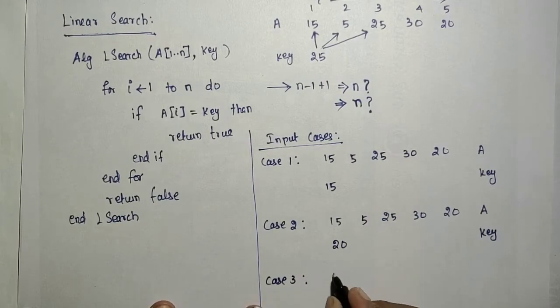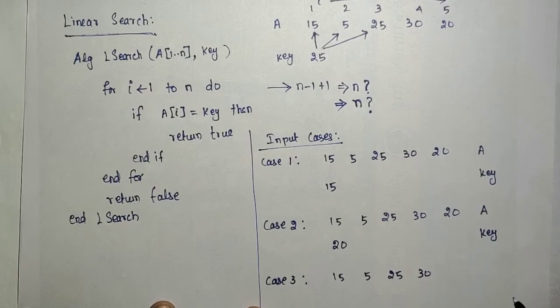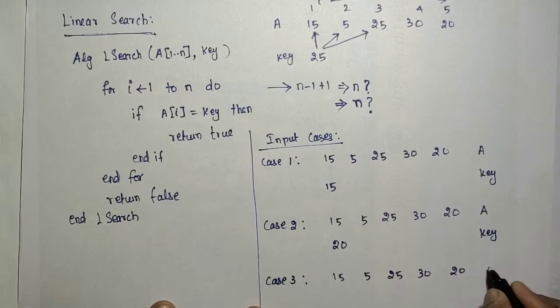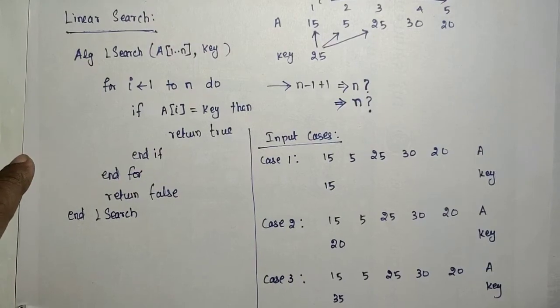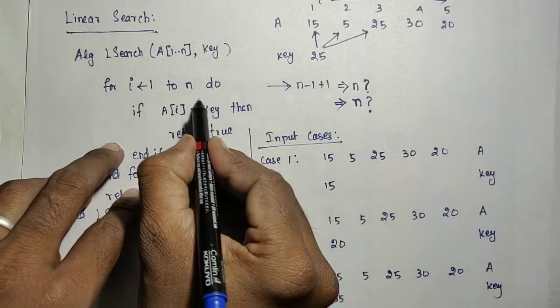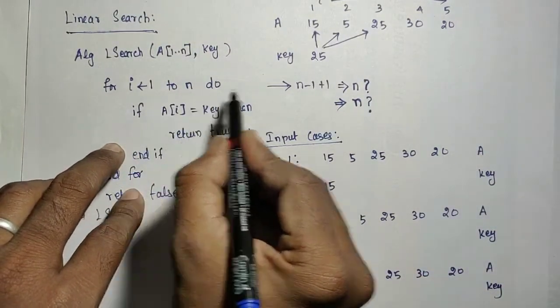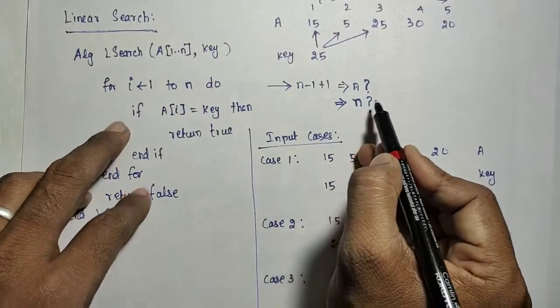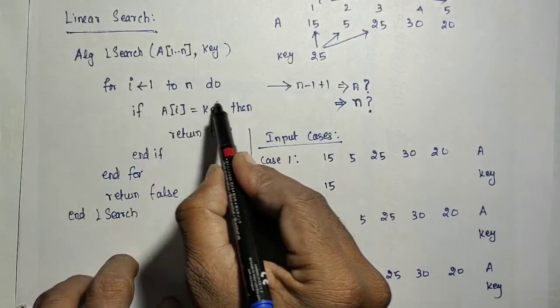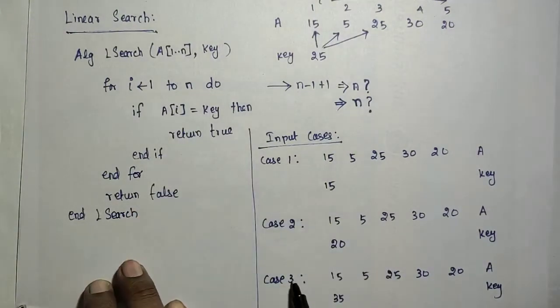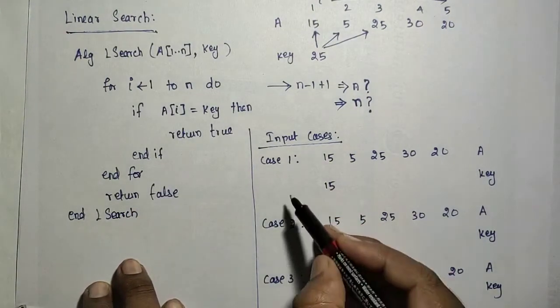Okay, case 3, that is 15, 5, 25, 30 and then 20. This is the array A, and the key is 35. 35 is not at all present. So the number of comparisons, this is the key operation. Both are n plus n, means maximum. Worst case, what? Maximum n plus 1, n is what? N. So the number of comparisons that will happen depends on these input cases.